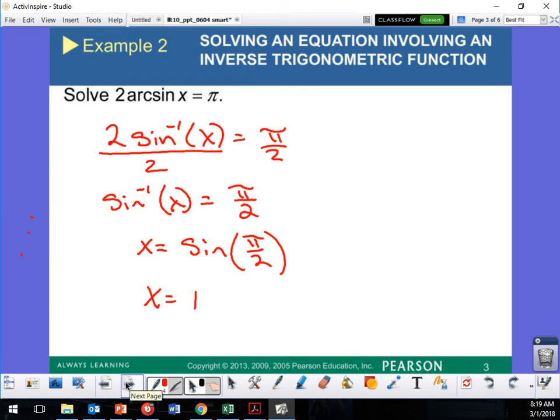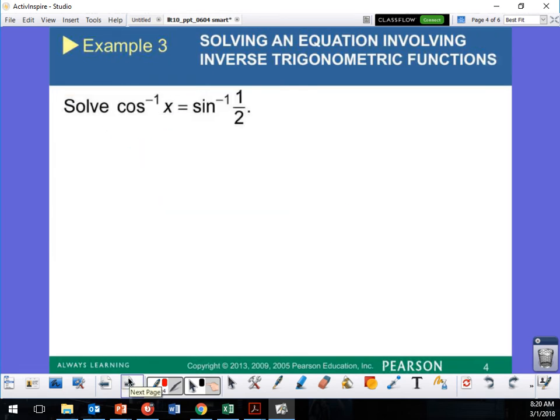And let's go with example 3. This one looks a lot more confusing than what it is. Exact same steps though. Inverse cosine of x equals inverse sine of 1/2.